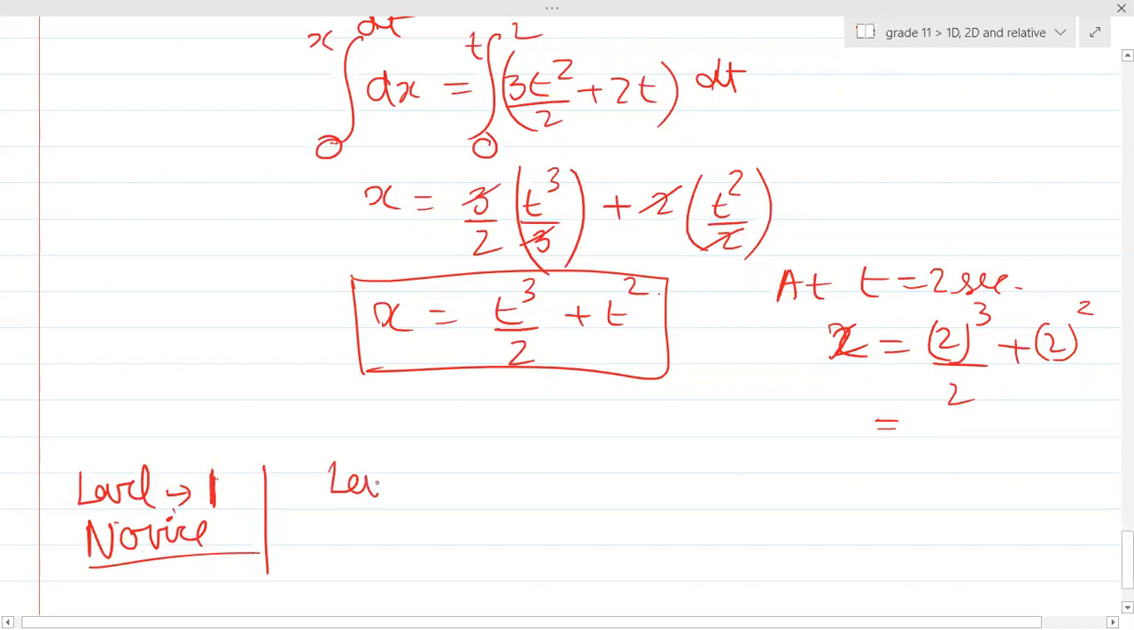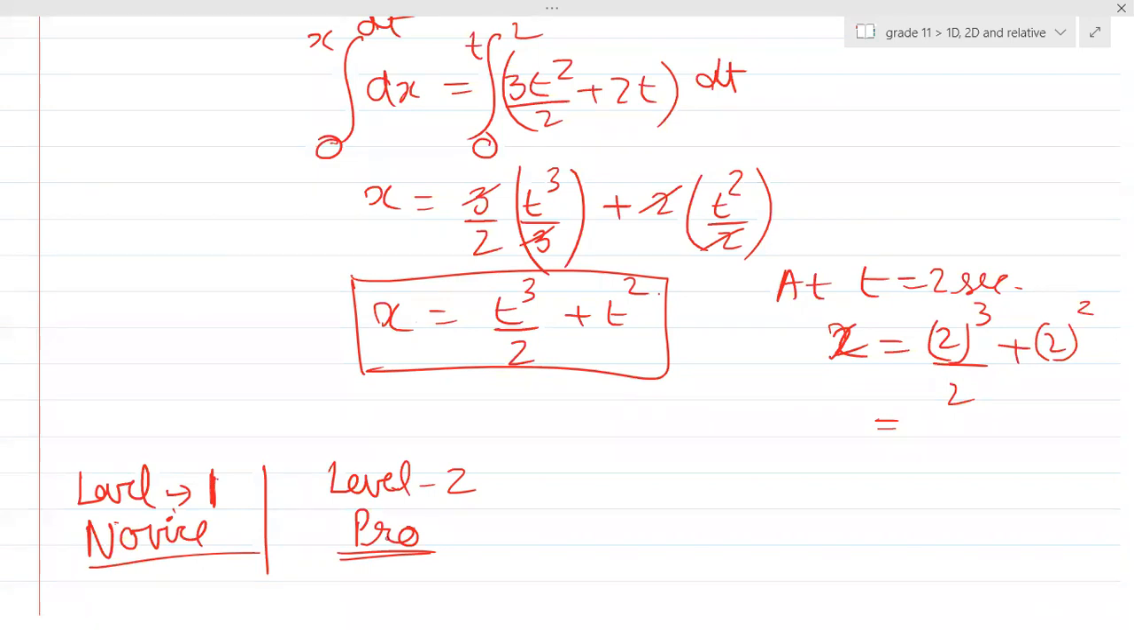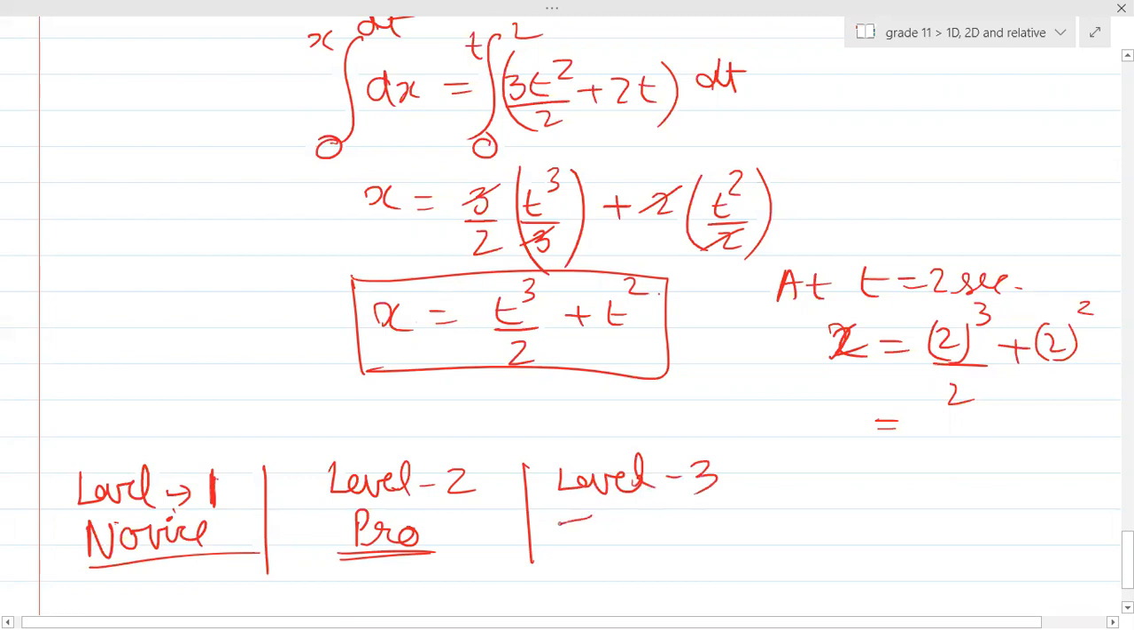Then there is level 2, which is called pro. Pro level is basically your school teachers, because they don't know anything apart from whatever is being given to you. They will stick to NCERT. If you ask them any question from any other book, they'll say it's not in NCERT, it's out of your syllabus. So those are your so-called professional level. Now level 3 is insane. That's where I fit in.